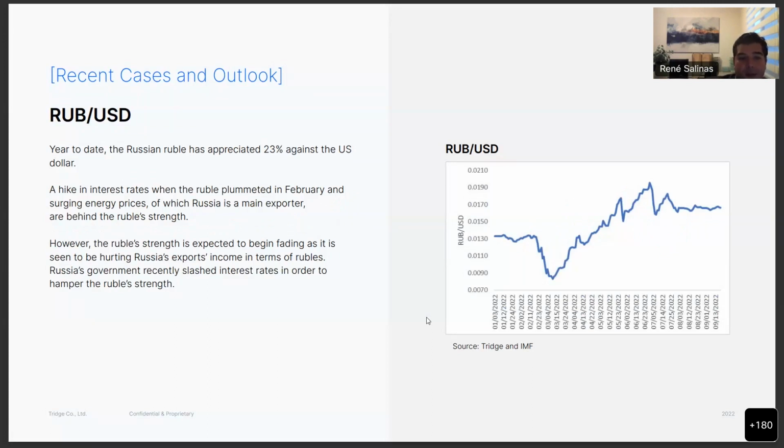Finally, let's look at the Russian ruble, which has been the best faring currency against the US dollar this year. As you can see in the graph, there was a major weakening in late February, early March as a result of the Russian conflict with Ukraine. However, the ruble recovered and strengthened well beyond pre-conflict levels afterward. So, what's behind this strength? Hiking interest rates and surging energy prices, of which Russia is a main exporter, are behind the ruble strength. However, this is expected to begin fading as it's now been seen to hurt Russian exports income in terms of rubles. So Russia's government is slashing interest rates in order to hamper this ruble strength and make their exports more competitive.